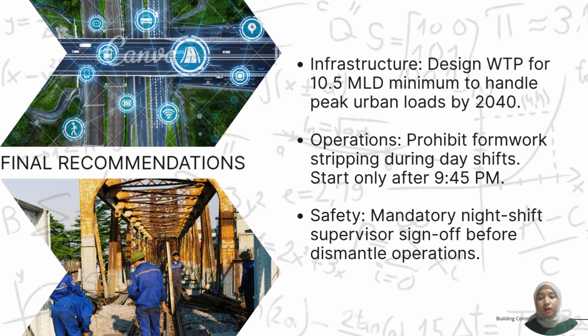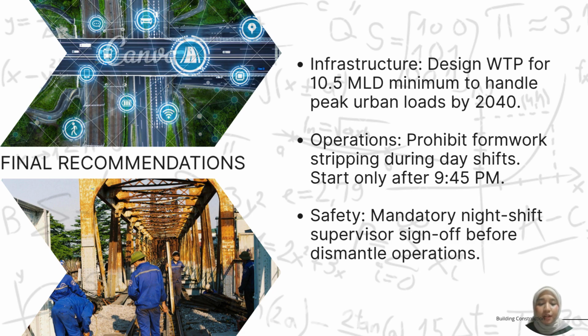So, moving on to our engineering actionable items, this slide outlines the final recommendation derived strictly from our mathematical calculation and digital simulation. We have broken this down into three core dimensions: infrastructure, operation, and safety. First, for infrastructure, to safely handle the rapid urban expansion and peak hourly loads by the year 2040, we recommend the City Council design the new water treatment plant with a minimum capacity of 10.5 MLD. This guarantees supply integrity.